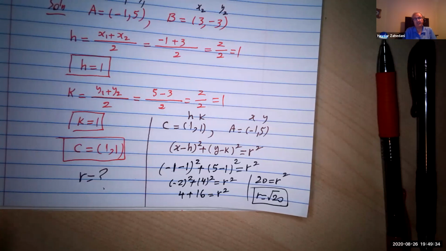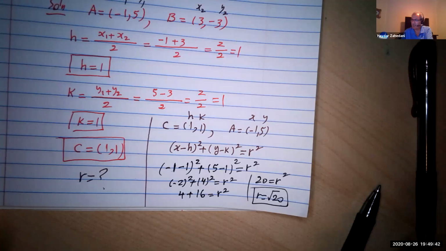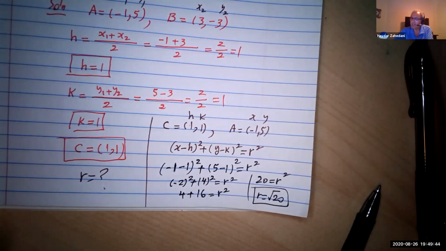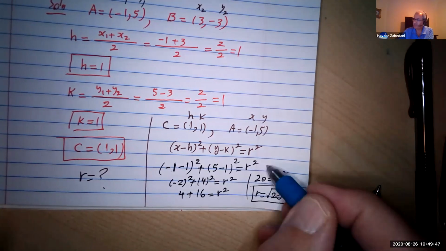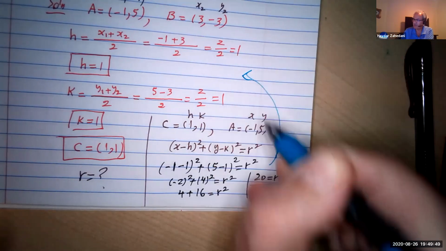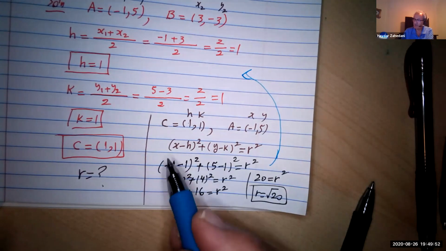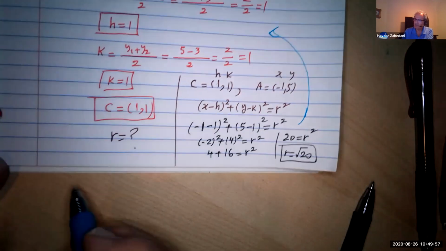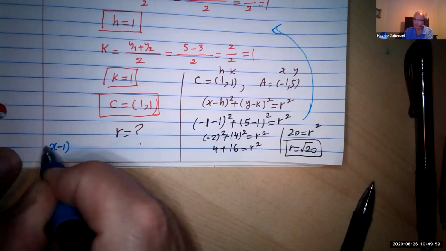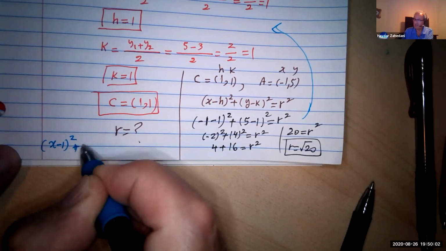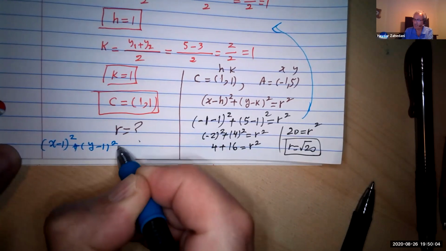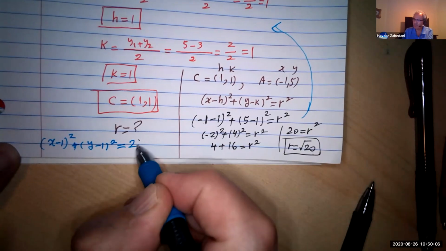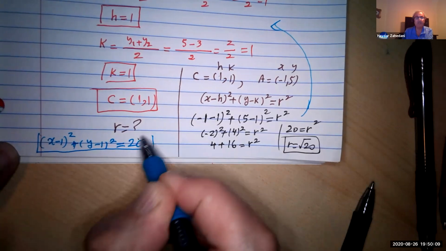You have to give us an equation of a circle. So the center was (1, 1), and the radius is radical 20. I give you the equation of a circle in here. Okay, so this is going to be the equation of a circle. I have the center (1, 1), so it's going to be (x - 1)² + (y - 1)² = r squared, which is 20. So that gives you the final answer.